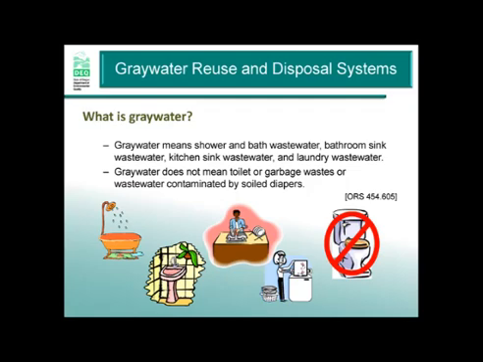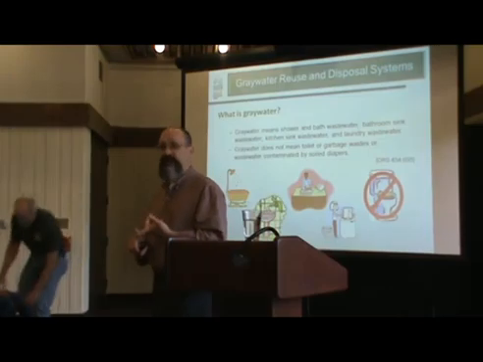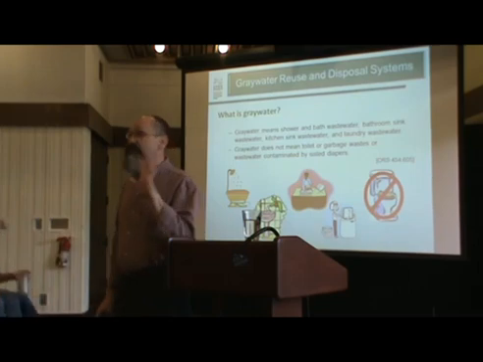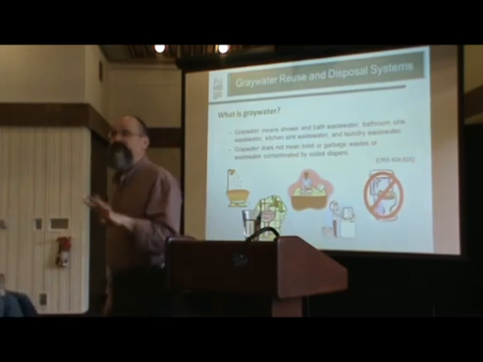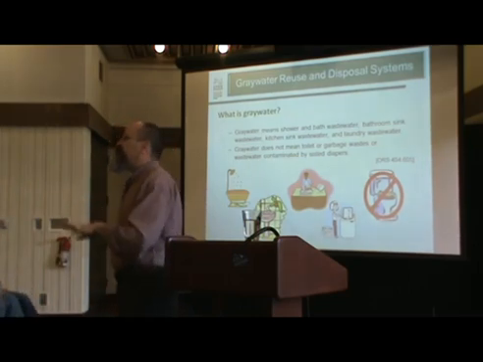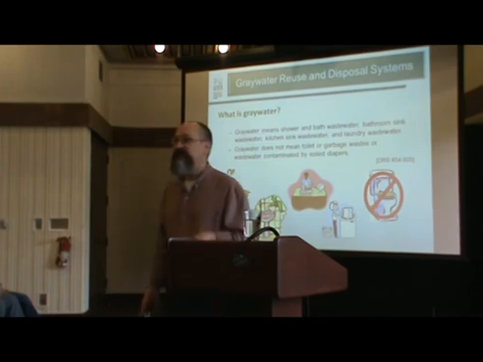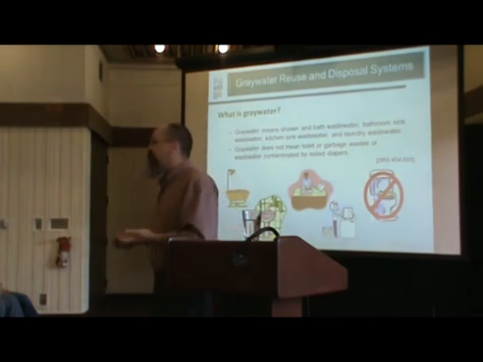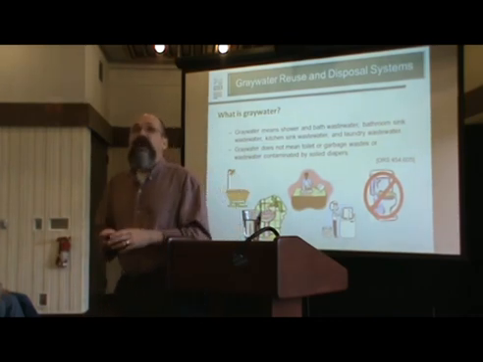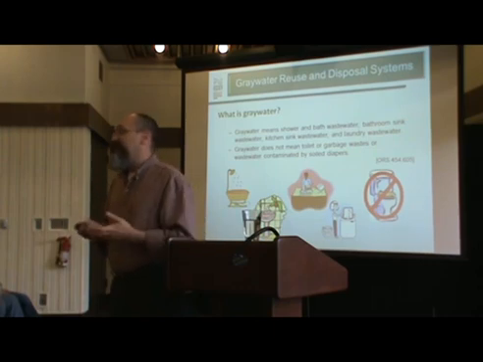So gray water is defined in statute. It is domestic wastewater that comes from showers and baths, kitchen sinks, bathroom sinks, and laundries. So there are 4 sources of gray water. Those are defined in statute. That's not something that DEQ can change. And it does not mean any toilet water waste or waste contaminated by soiled diapers.